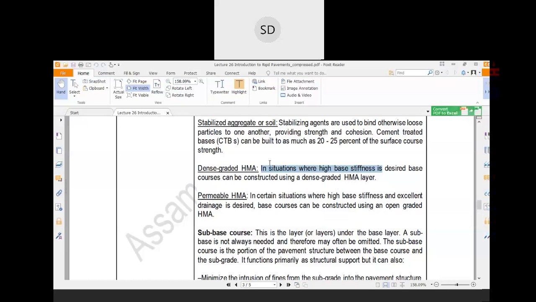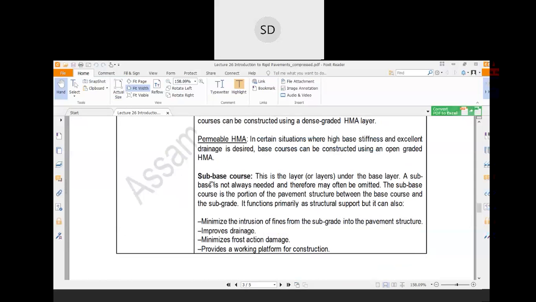In some cases, for the drainage action, you can also put permeable hot mix asphalt. So in certain situations where high base stiffness and excellent drainage is desired, in that case you can design for the permeable hot mix asphalt, if the drainage conditions you want for that site are higher. So basically, the use of dense graded HMA or permeable HMA would be based on the requirement of the site.